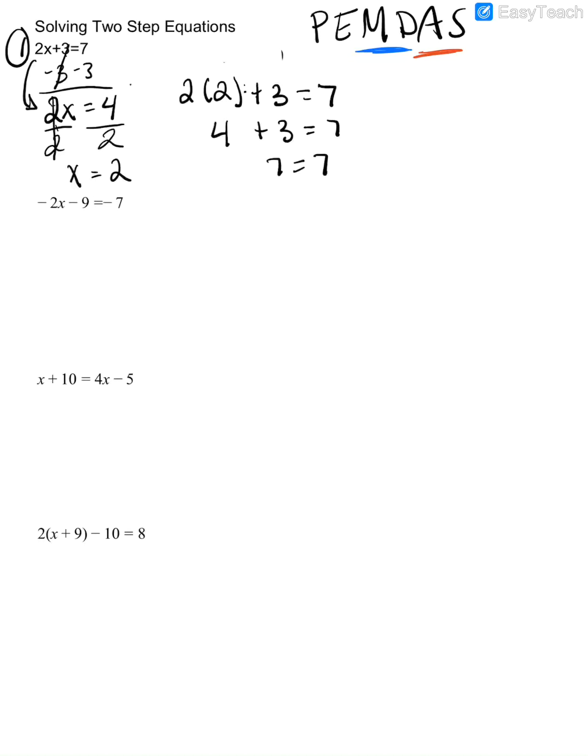For this next problem, why don't you go ahead and give it a try? Pause the video and go ahead and try this next problem. All right. Now that you've tried the problem, we're going to go over it.